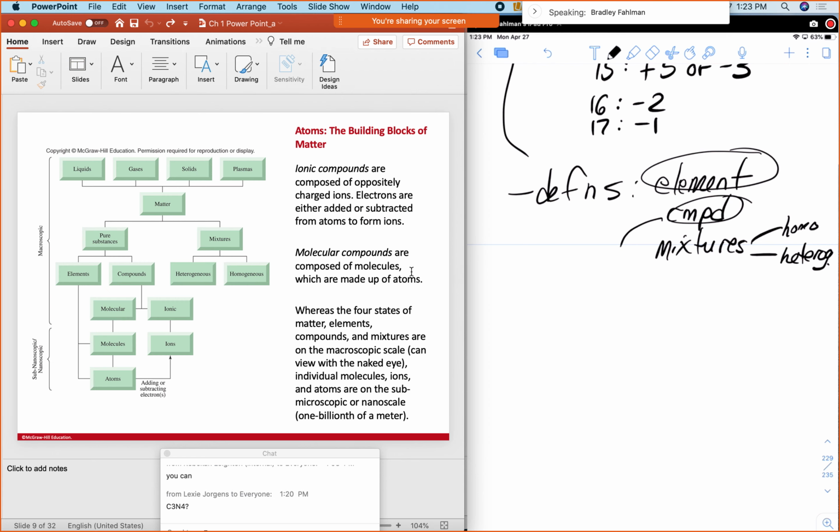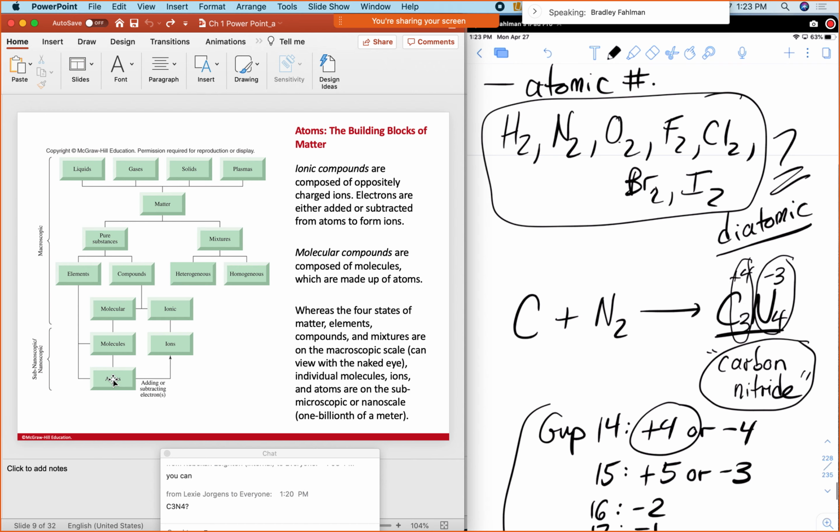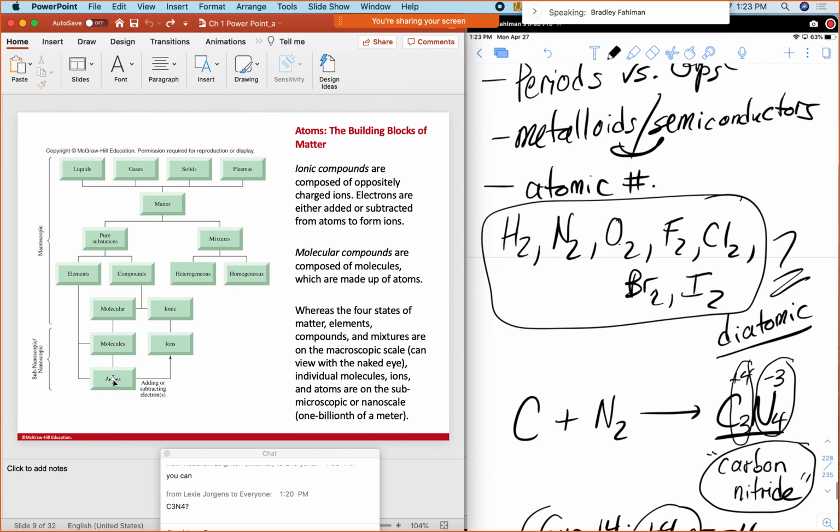All right, and then this one gets into a little more detail. Elements are composed of mainly atoms, but there are those seven. So these ones, for instance, where are they? Right here. Okay, so these elements are composed of molecules.